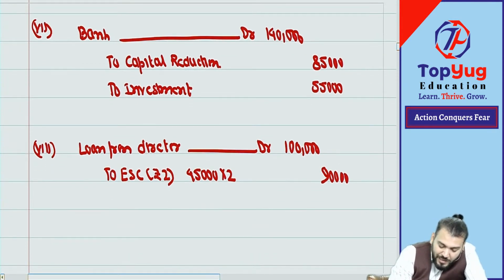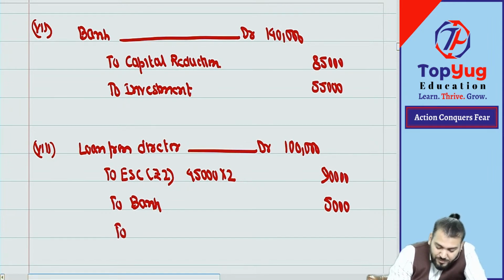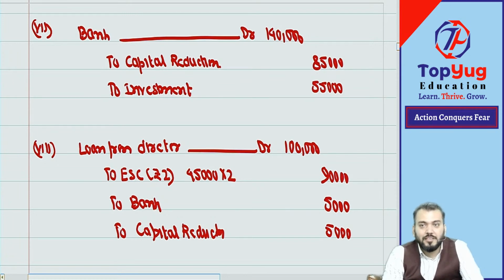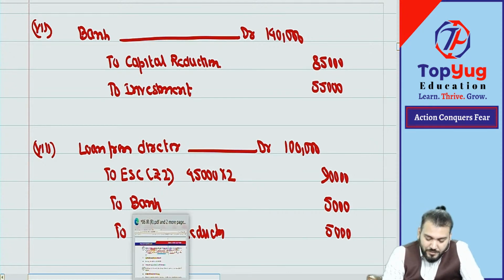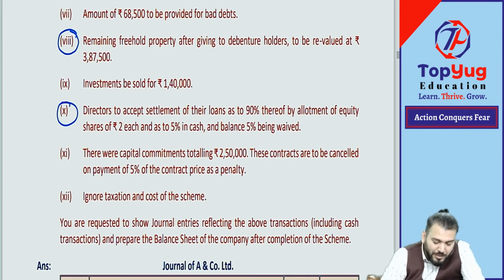And 5% paid in cash. So 5% paid immediately through bank. Bank is how much? 5,000. And the balance will be waived. The balance will be transferred to which account? Capital reduction account. Okay, sir. Super easy. Whatever is given, we are adding that. Simple. Yes, sir. This also you have understood. So director's point, and point number 10 also you have understood.